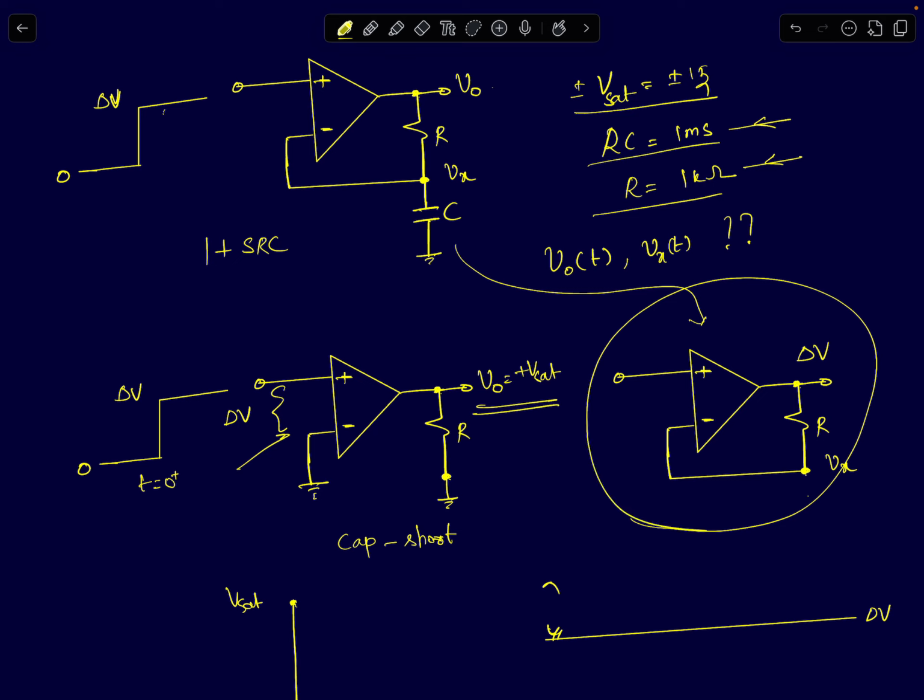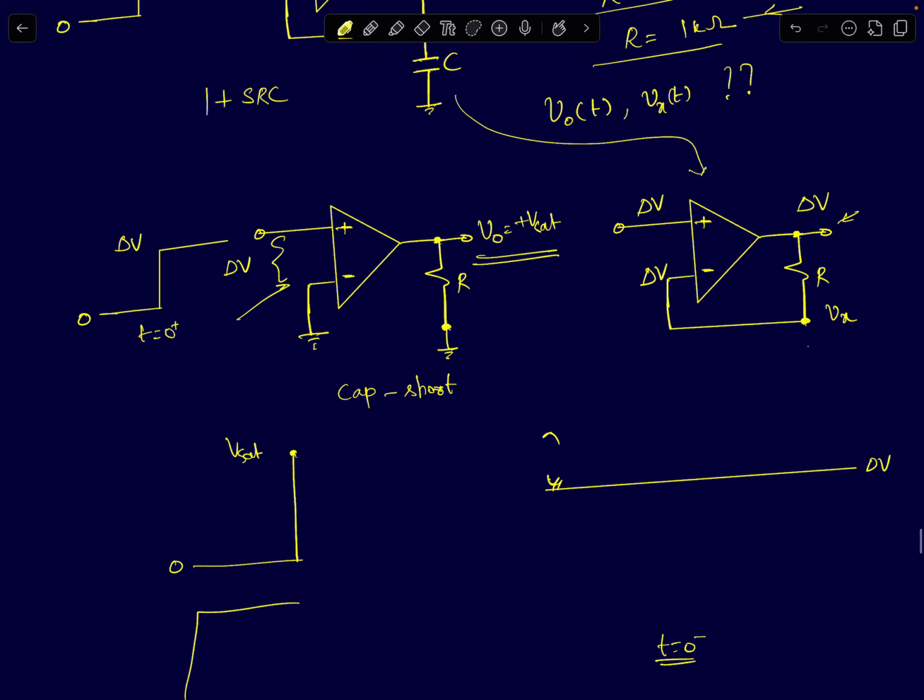The op-amp circuit will reduce to a voltage follower mode. So the output will simply follow the input. If the input voltage is at delta V volts, output will also be at delta V volts. And of course the inverting terminal will also come to delta V volts. So your output starts off at Vsat and eventually settles to delta V volts in the steady state.